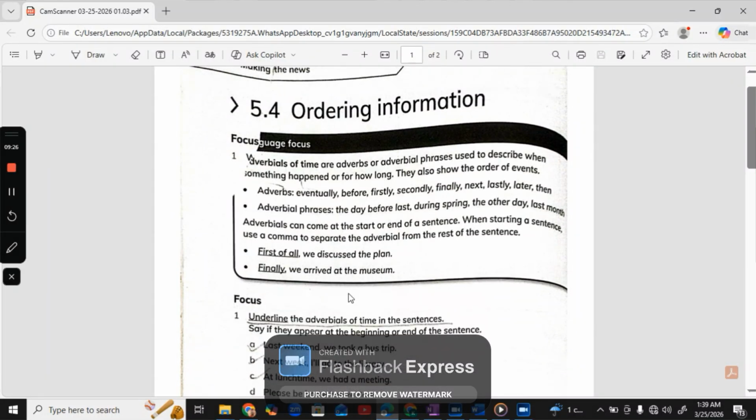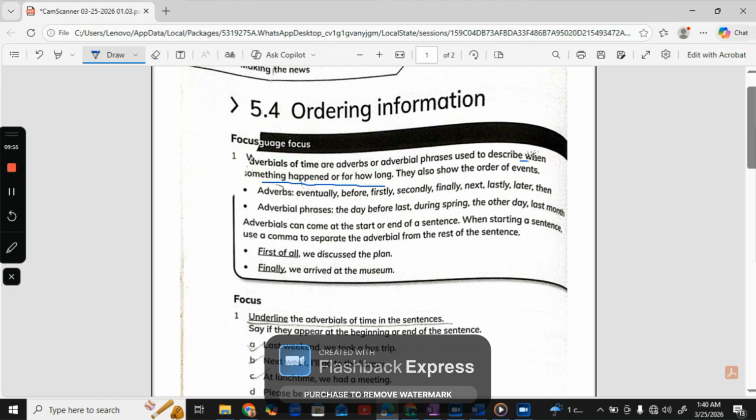page number 100, 5.4, ordering information, language facts. Adverbials of time are adverbs or adverbial phrases used to describe when something happened or for how long it happened. They also show the order of events. All right. So adverbials of time are going to tell us for how long something happened or when something happened. Remember this, how long and when.